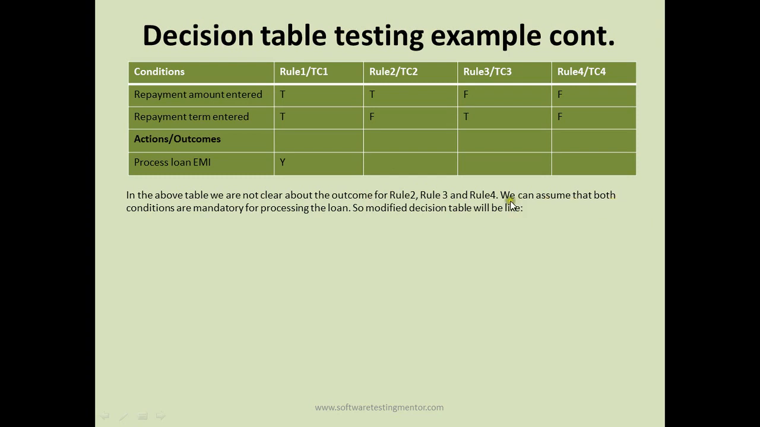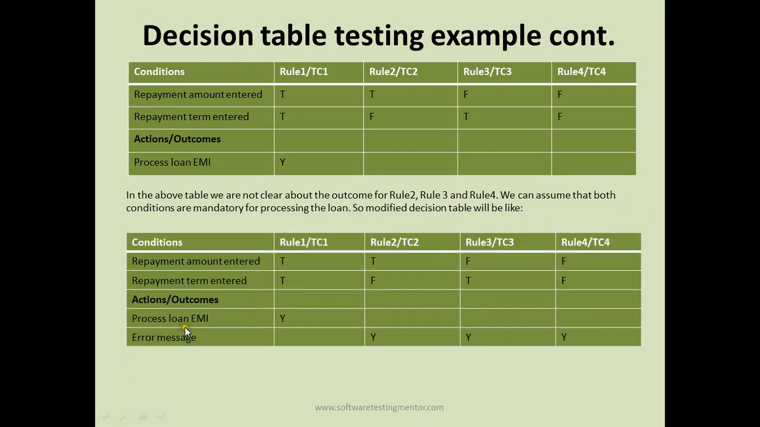For now, we can assume that both conditions are mandatory for processing the loan. So the modified decision table will look something like this. If both of them are mandatory, then definitely if any one of them is missing, there should be a proper error message displayed that you need to enter both the conditions in order to get your loan EMI processed.